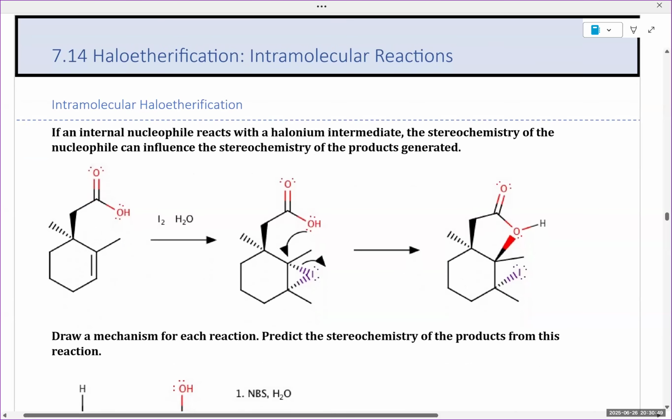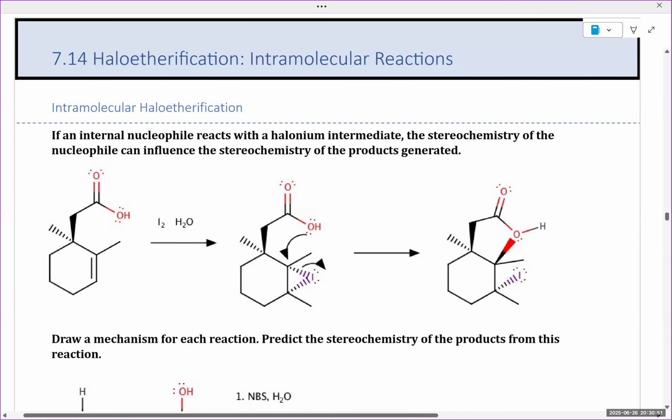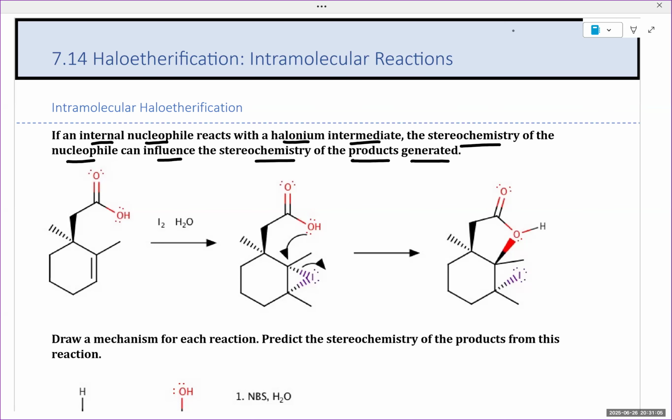So one last variation of haloetherification is intramolecular reactions. Internal nucleophiles can react with halonium ion intermediates. Importantly, the stereochemistry of the nucleophile can influence the stereochemistry of the products generated. This is a classic motif used in a lot of natural product syntheses, where you use the stereochemistry found in one part of the molecule to transfer information to other parts of the molecule.